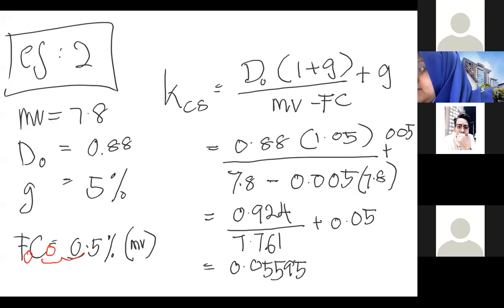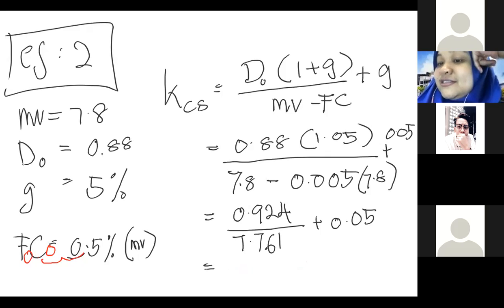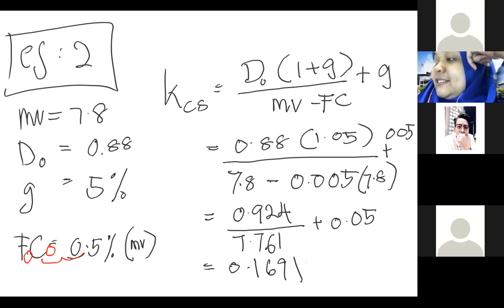Okay. Why did I get 0.05? Wait. 0.924 divided by 7.761, right? 0.119, that is the answer, plus 0.05. Got it. Okay, I'm not sure where the mistake was. Maybe I pressed the wrong button. Yes. So the answer is 0.1691. So convert this into percentage. So the answer is 16.91%.